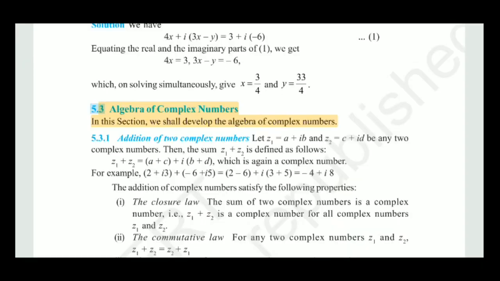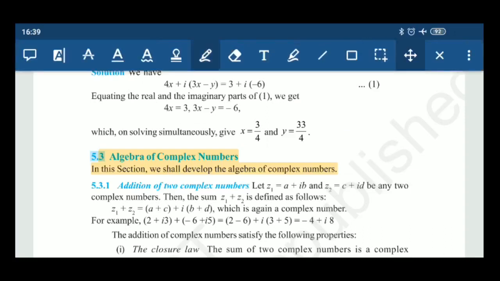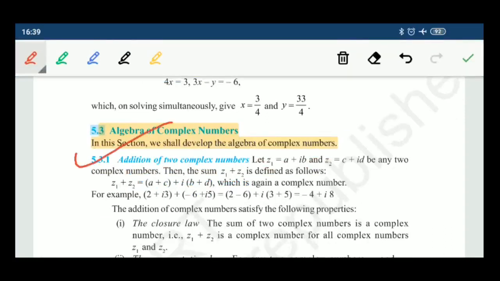So now in this topic we will start the algebra of complex numbers. In this section we shall develop the algebra of complex numbers. You can see, the first is the addition of complex numbers.